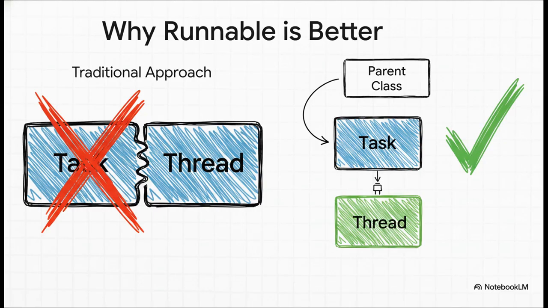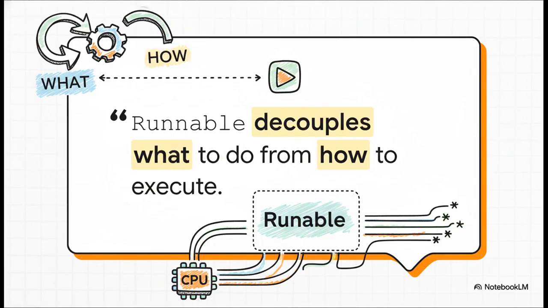Your task class is now totally free to extend some other class if you need it to. This is just fundamental object-oriented design, and it's why all the modern frameworks like Spring, for example, pretty much demand this approach. And here's the money line for your interview. You say this, and they'll know you get it. Runnable decouples what to do from how to execute it.